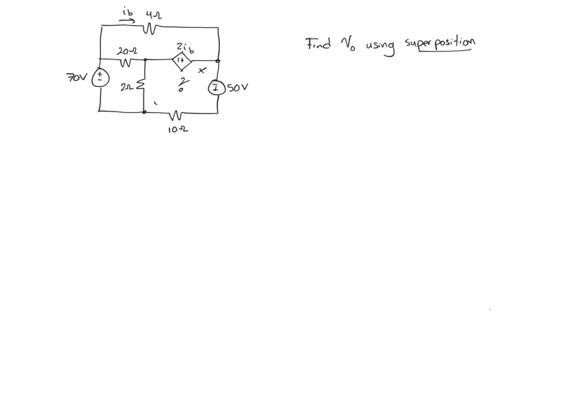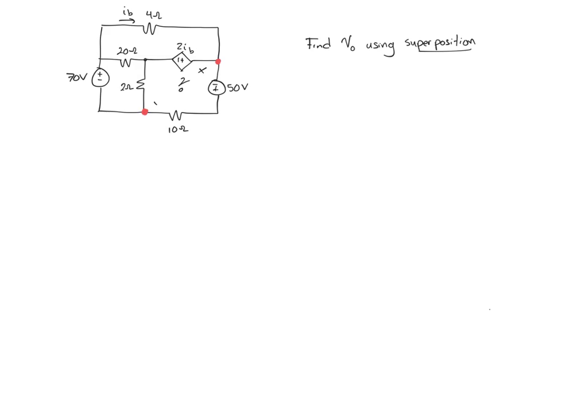So in this case, we're going to find voltage V0 using superposition. And note that V0 appears between these two red nodes highlighted in the problem. So that's what makes this a little bit more challenging than what we're used to seeing. V0 is the voltage across both the 10 ohm and 50 volt source at the same time.